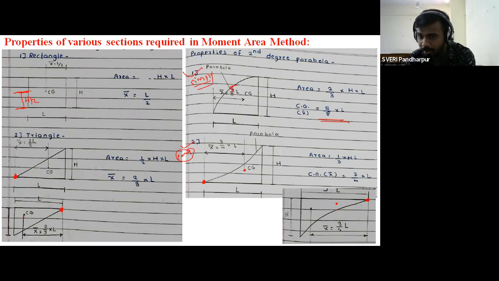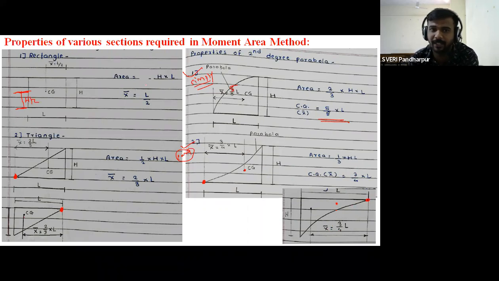So the nature of the diagram is different, okay, for the triangle and this particular curve, but their CG distances are, or their properties are the same. So you have to remind the formulas of area and the x bar. So for the x bar, we only have to remind the multiplying factor.